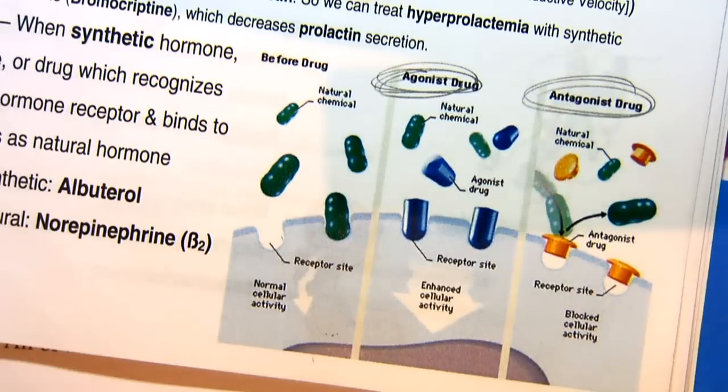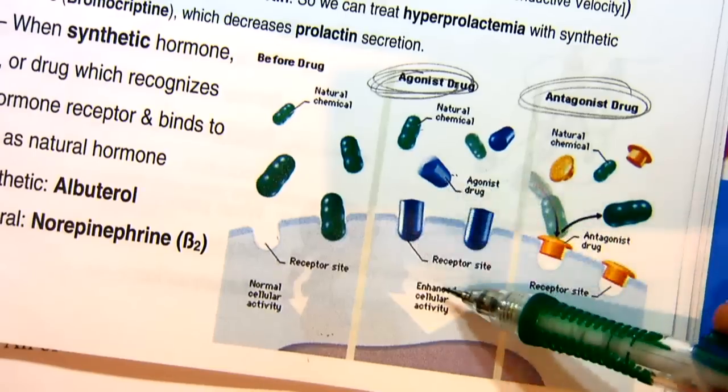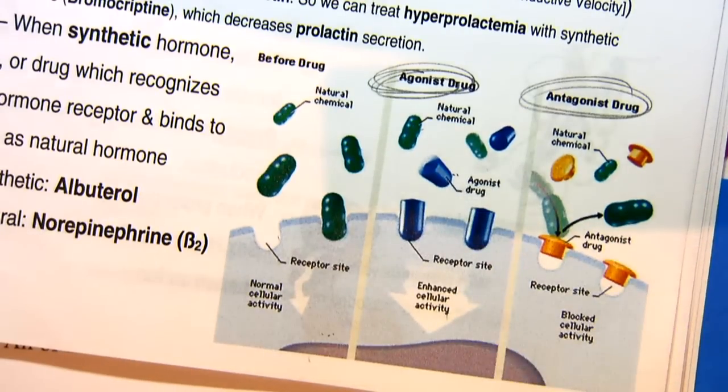So an agonist is a synthetic hormone. It could be a medicine, a drug, a ligand, and it binds. It's like a synthetic form, not the natural one. So this is a natural one. This is an agonist. It binds to the receptor, and it enhances its cellular activity, or it promotes the cellular function. So it's kind of like dopamine and bromocriptine. They're kind of the same, whatever dopamine does, bromocriptine could also do.